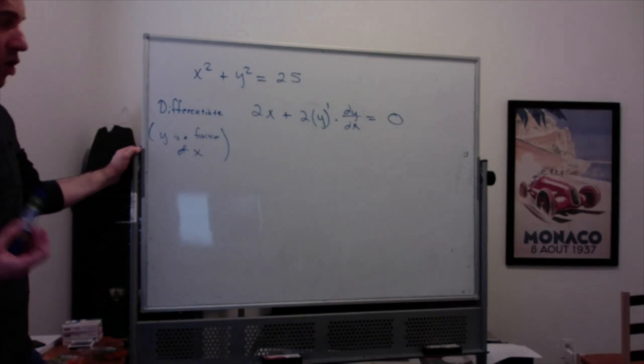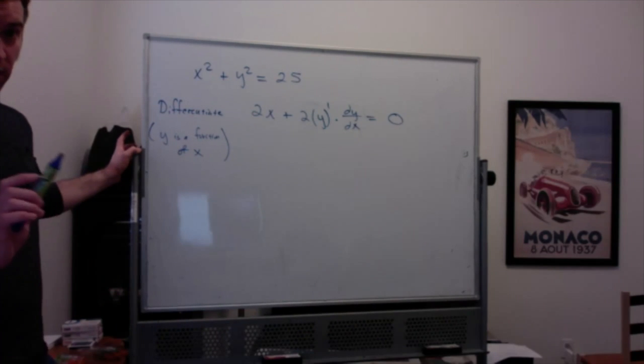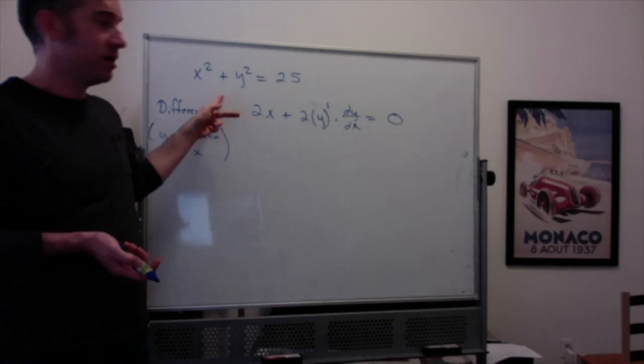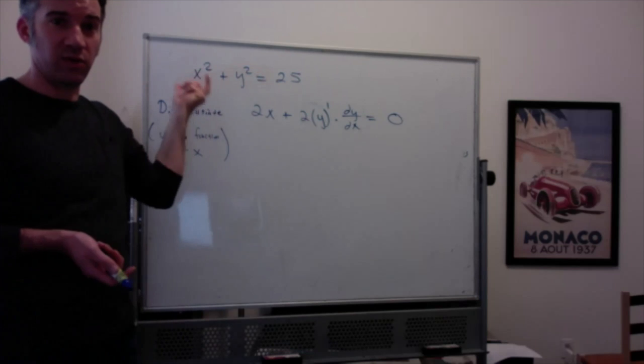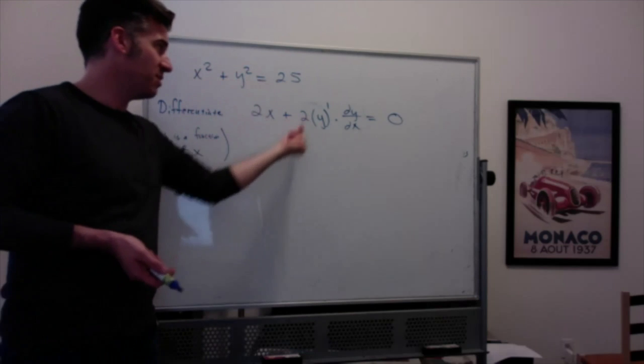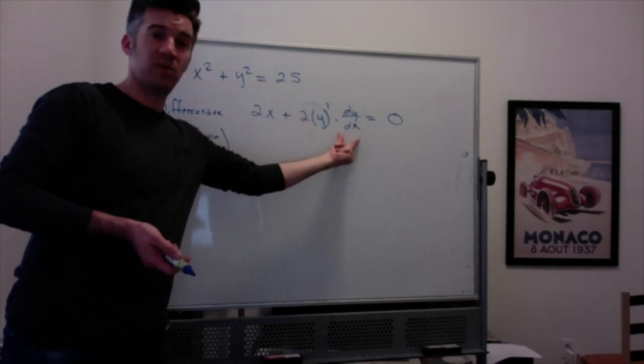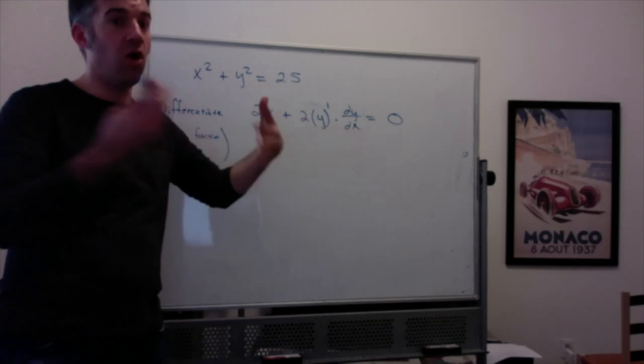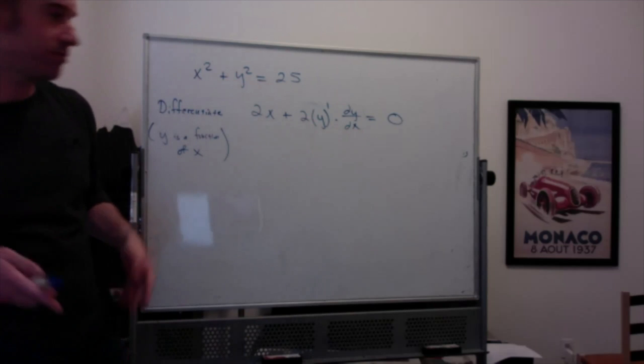I want to make sure everyone's okay with this, because this is really big, the important part, right? We're thinking of y as a function of x. So if our function is squared, the derivative of y squared is 2 times my stuff times the derivative of that function of x, or times the derivative of that stuff. Just like all the other chain rule things we've done.